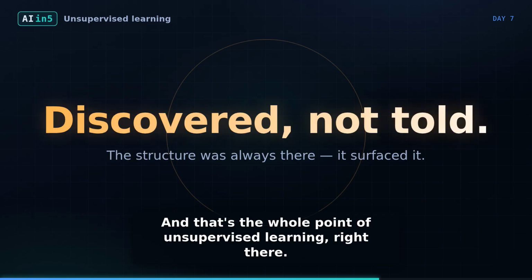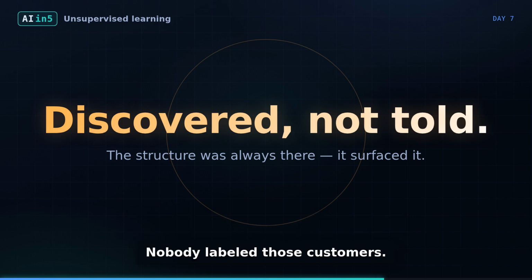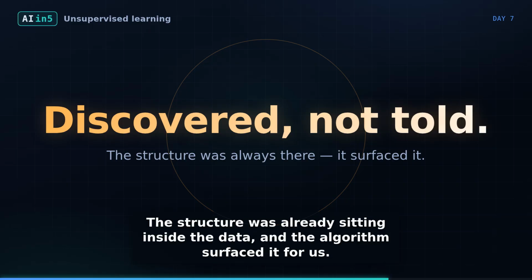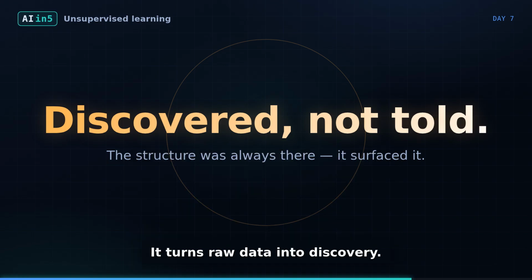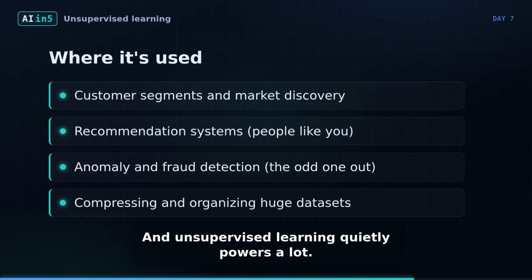And that's the whole point of unsupervised learning, right there. Nobody labeled those customers. Nobody defined the segments. The structure was already sitting inside the data, and the algorithm surfaced it for us. This is how companies discover customer segments they never knew they had, how they spot natural categories in their data, and how they make sense of huge piles of information that no human could ever label by hand. It turns raw data into discovery.